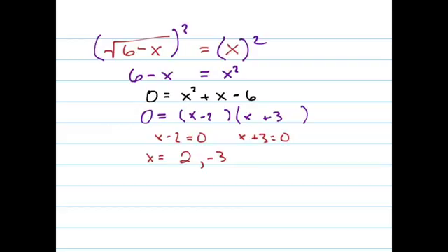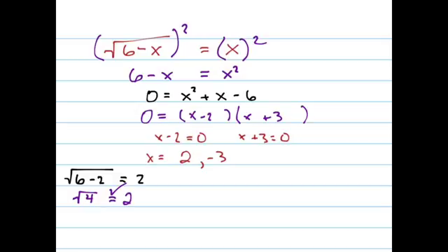So what we want to do is we want to check our answers and make sure they actually work. One at a time. So we'll plug the 2 in. Radical 6 minus 2 equals 2, which is radical 4. Does radical 4 equal 2? Yes, so that works.